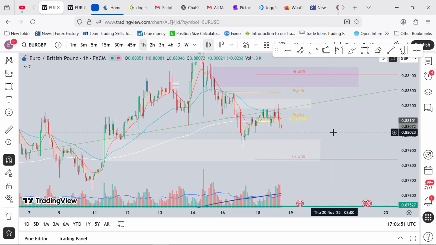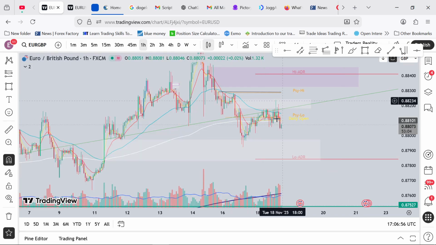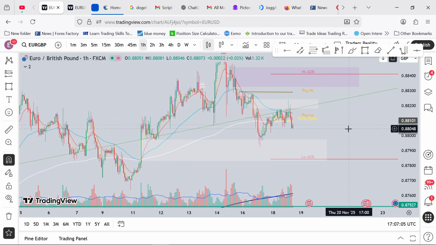So I checked the 50 static. We got the close below the 50 static. We got close below the 50 MA. We grabbed liquidity above it. We did it at a fair value gap. We've broken structure. That's a short. I will be taking this most likely soon.